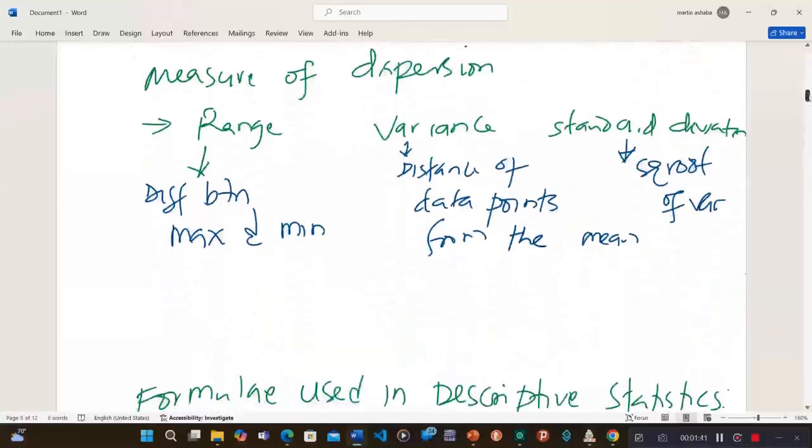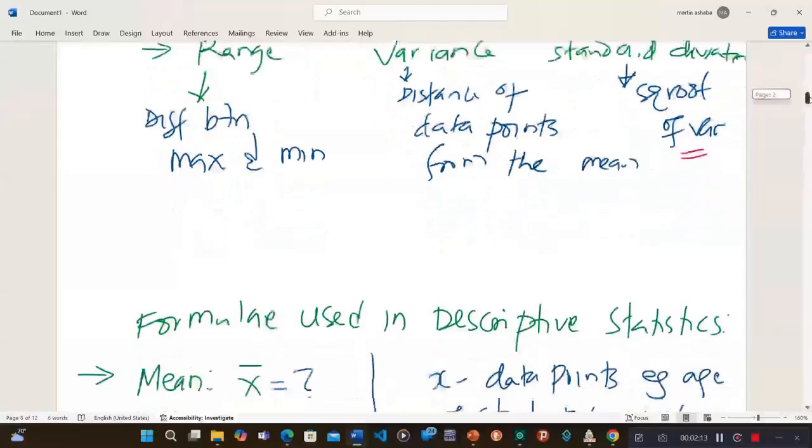Then measure of dispersion, we are talking about range, we are talking about variance and standard deviation. Range is the difference between the maximum and minimum of the data points. Then the variance is the distance of the data points from the mean. This is going to be the sum of these differences squared divided by the number of the data points. Then the standard deviation is going to be the square root of variance.